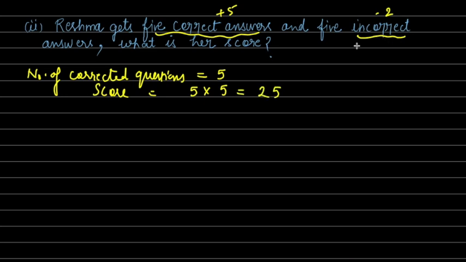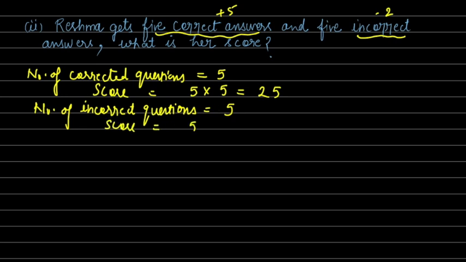Now again it says that she has done 5 incorrect answers. So number of incorrect questions, how many incorrect questions has she done? 5. So we will write number of incorrect questions as 5. What will be the score for this? 5 into minus 2 is awarded for incorrect, means minus 10.